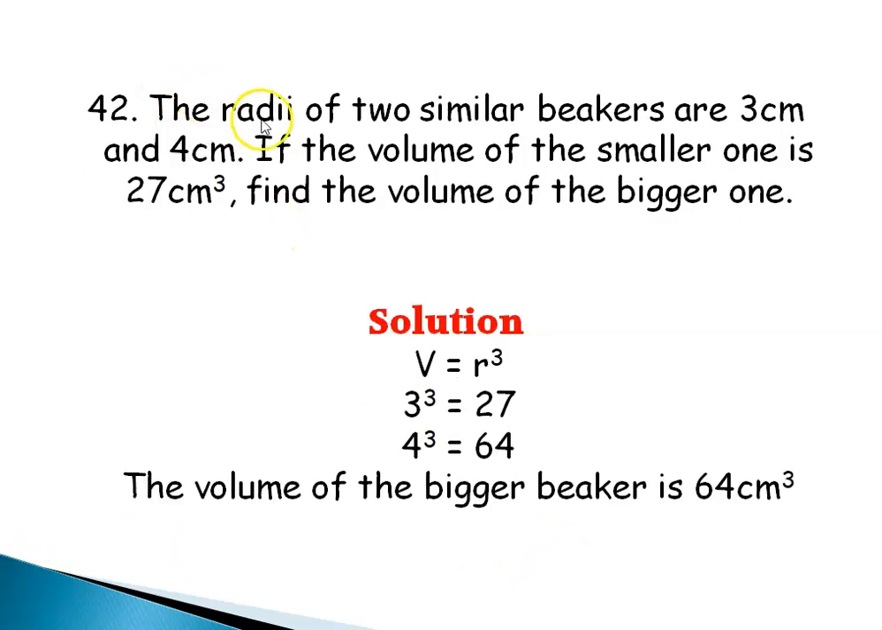Question 42. The radii of two similar beakers are 3 cm and 4 cm. If the volume of the smaller one is 27 cm cubed, find the volume of the bigger one.